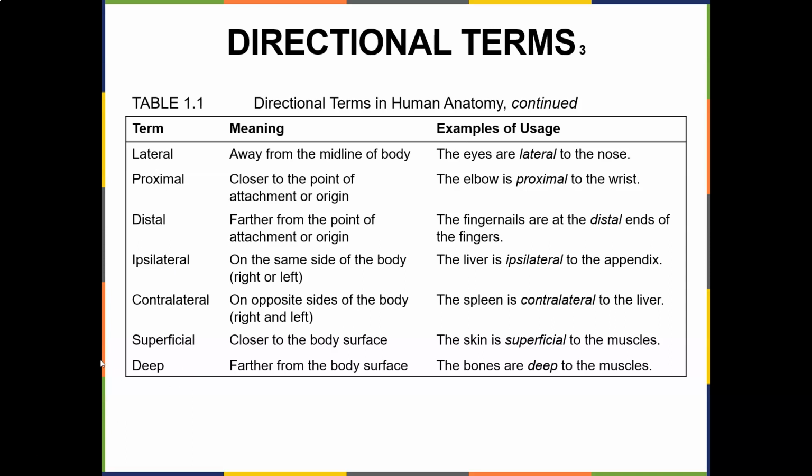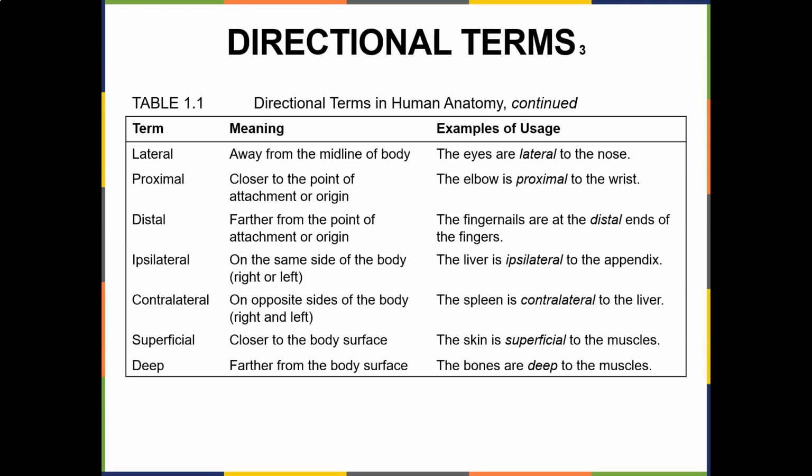So lateral, again, away from the midline. The eyes are lateral to the nose. Proximal, closer to the point of attachment or origin. The elbow is proximal to the wrist. Distal, further away from the point of attachment or origin. So the fingernails are the distal ends of the fingers.